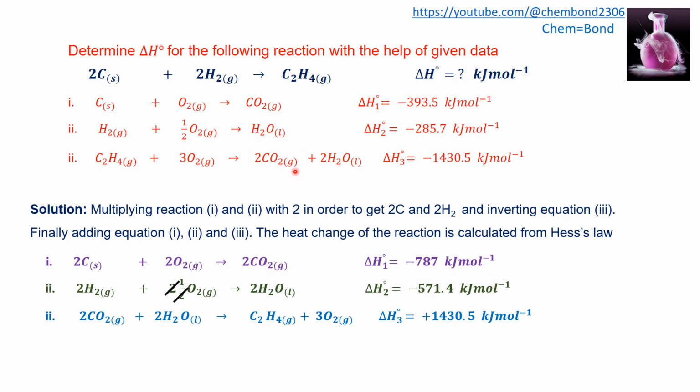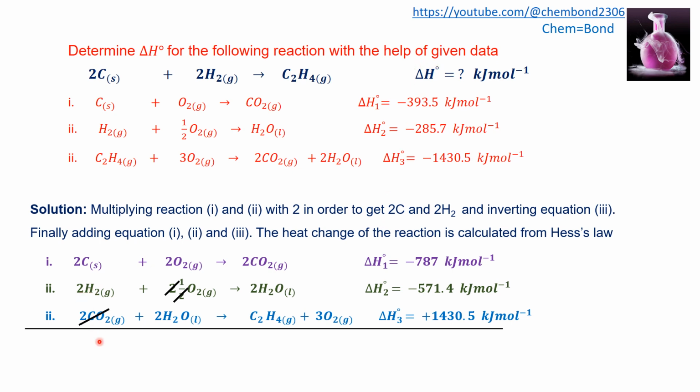Inverting reaction 3, so carbon dioxide and water will be shifted towards the reactant side, and ethene and oxygen will be shifted towards the product side. By doing this, we will reverse the sign from negative to positive. Now we will cancel the same terms and sum up the enthalpy for finding the enthalpy change.